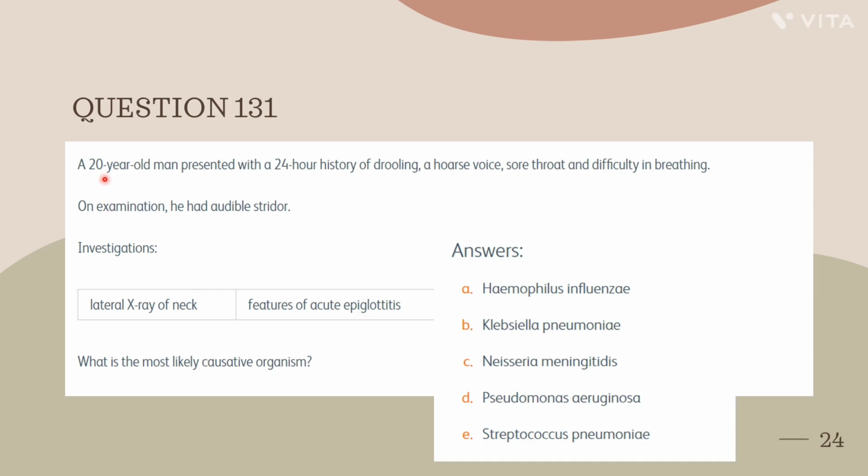Next question: a 20-year-old man presented with 24-hour history of drooling, a hoarse voice, sore throat, and difficulty in breathing. On examination, he had audible stridor. Lateral X-ray of neck showed features of acute epiglottitis. What is the most likely causative organism? A direct fact-based question: what is the commonest organism of acute epiglottitis in an adult? It is Haemophilus influenzae. Commonest organism causing epiglottitis in an adult is Haemophilus influenzae.